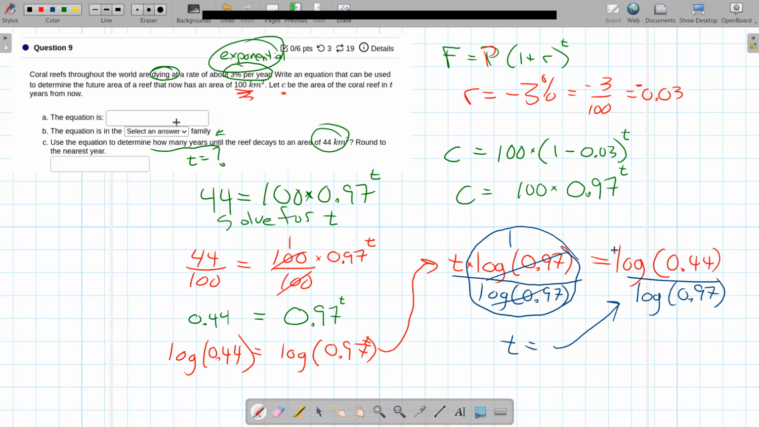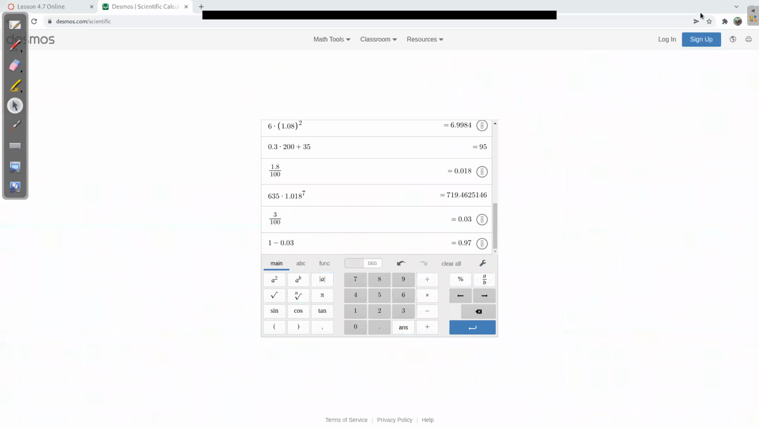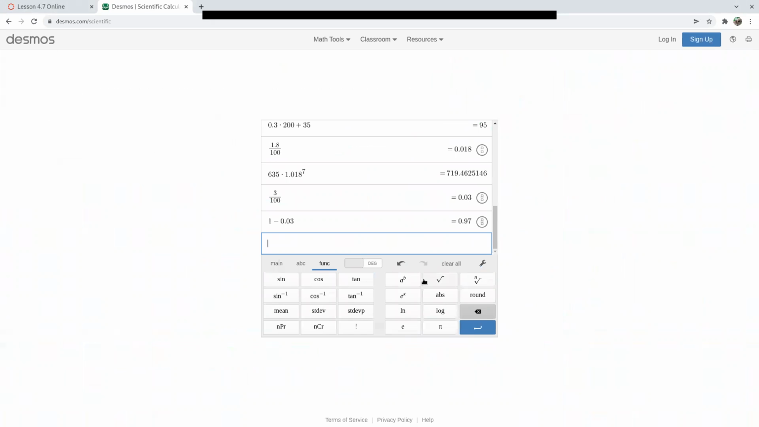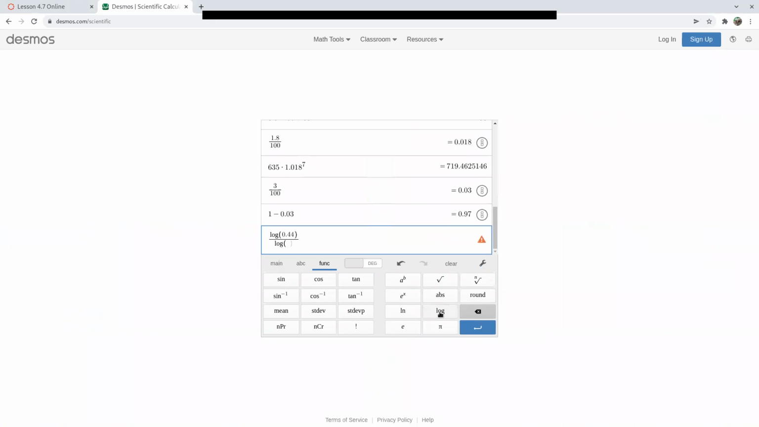The logs do not divide. They are not multiples. They are special calculator functions that calculate stuff. And the only thing to do is to type it as I see it. Nothing cancels there. And then we'll test to see if we get it right. So on my calculator, find that log button wherever yours lives. Log of 0.44 on one side, divided by the log of 0.97. Make sure you have the right values in each one. And mine says the division of those two logs is about 27 years later.